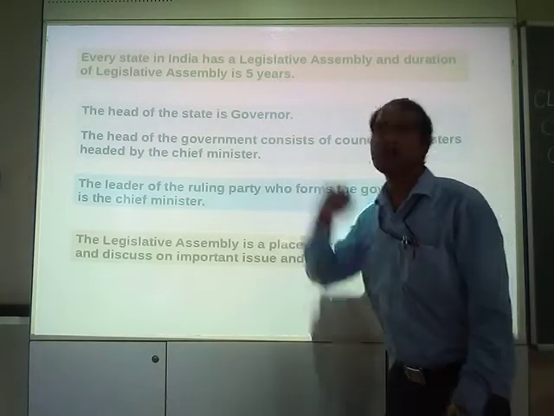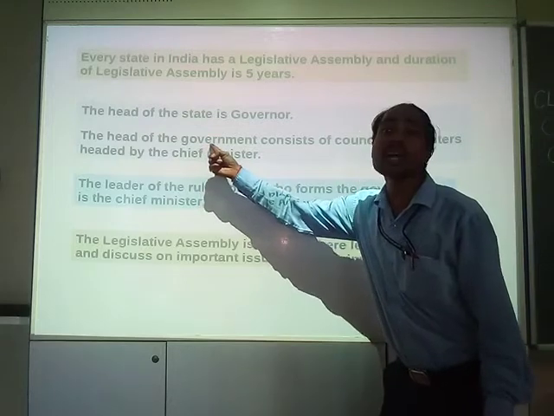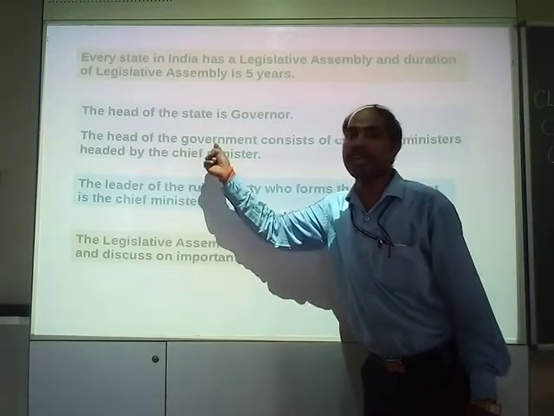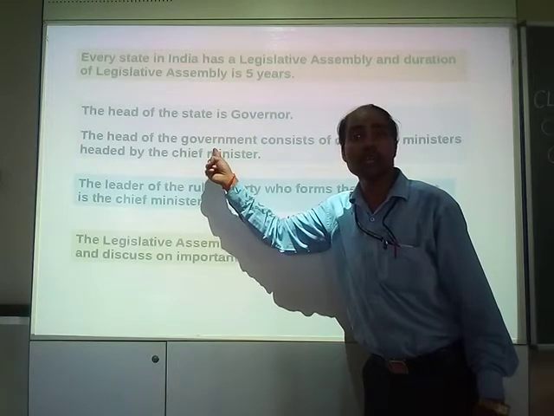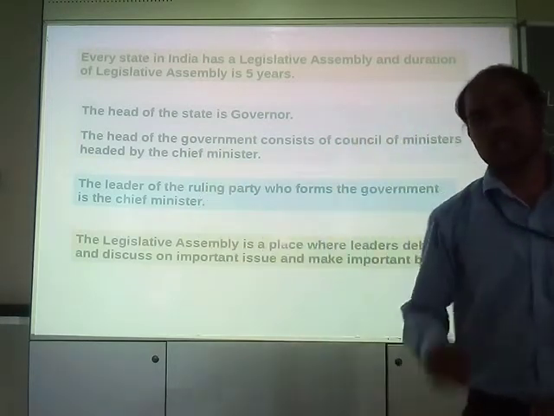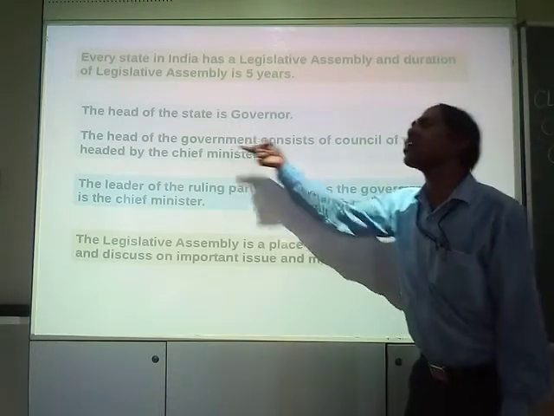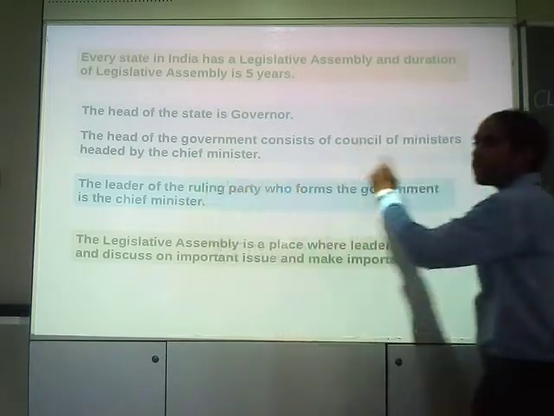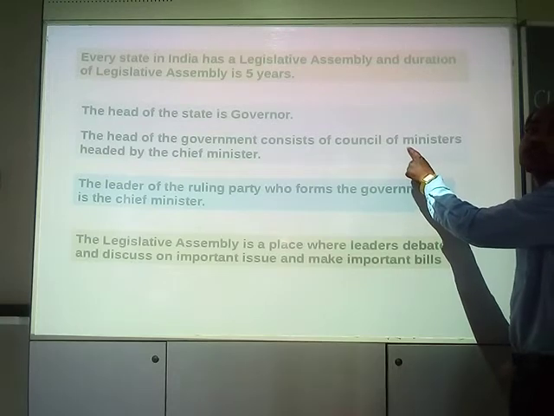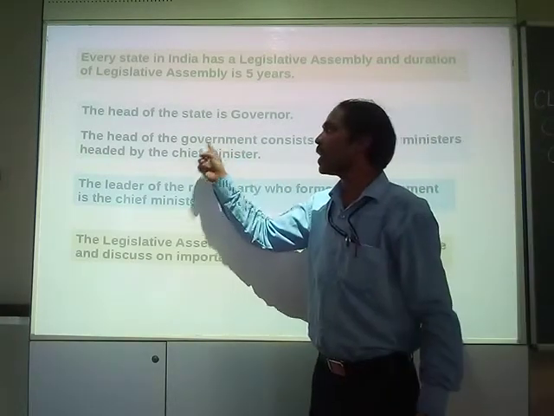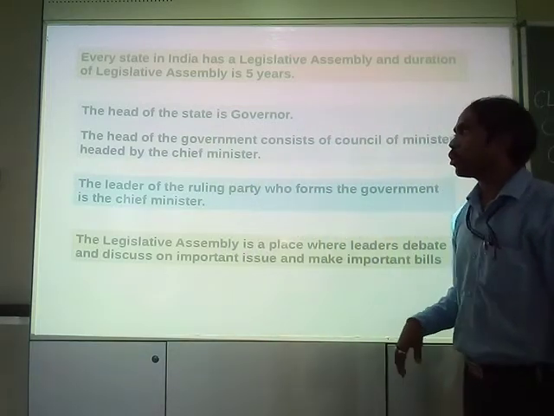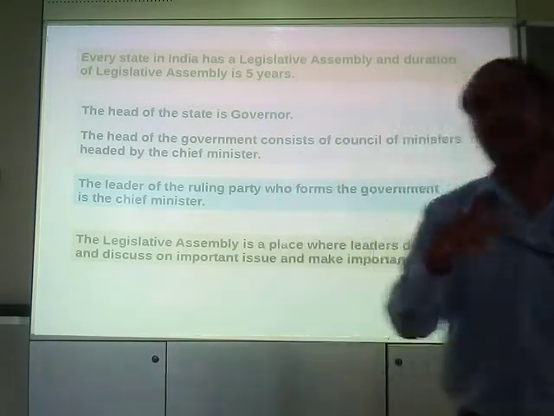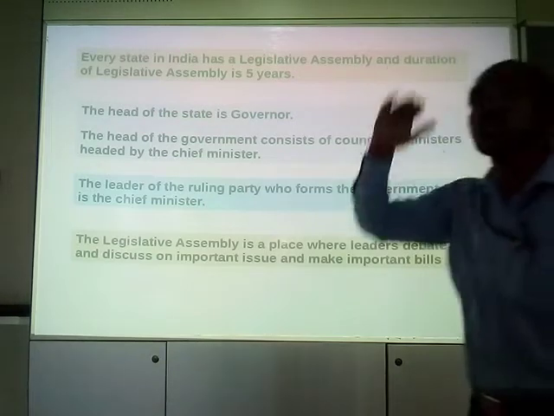This is the basic difference in a state. The head of the state is the governor, but the head of the government consists of the council of ministers, which is headed by the chief minister. That means the chief minister is the leader of the council of ministers. So the head of the government is the chief minister, and the head of the state is the governor. I am talking about the state level, not the national level or the local level.